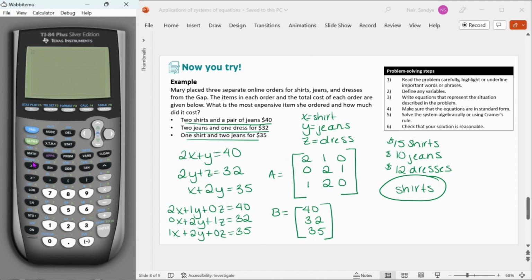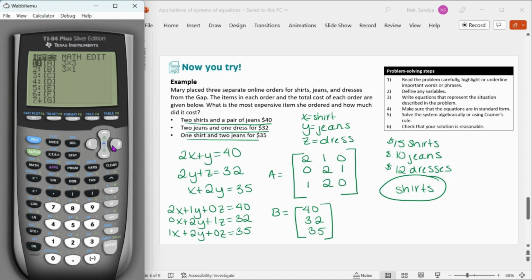So now I just go to second matrix, and I have entered these into our calculator using edit. You can see here I have matrix A, and then I have second matrix. Let's go back to matrix B. I have the constant matrix entered there also. Okay. So now I'm going to go to second matrix and then choose matrix A and then do inverse, and then second matrix and then choose matrix B. And it gives us the solutions.